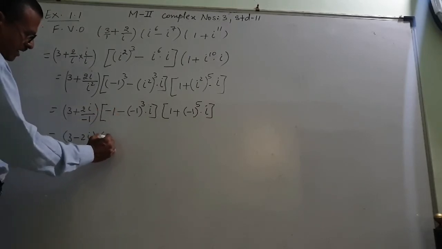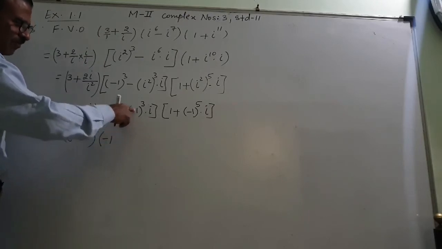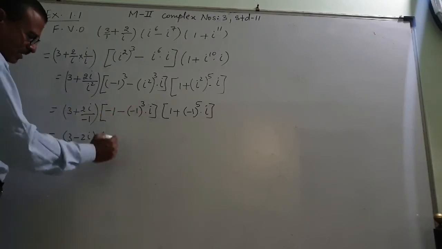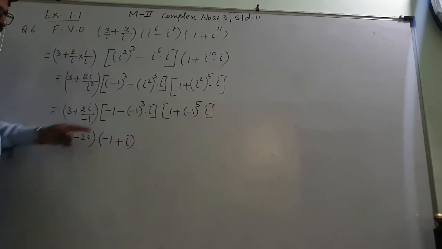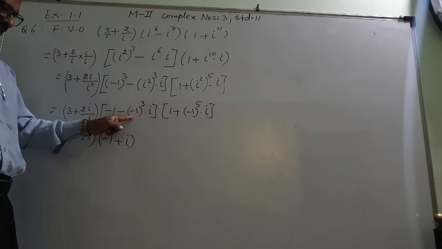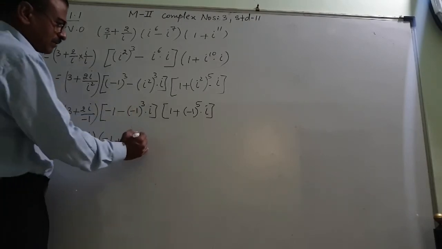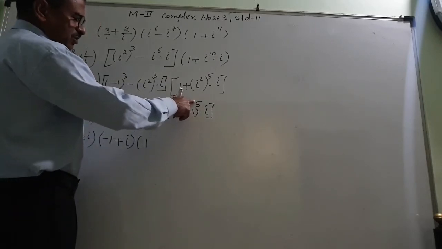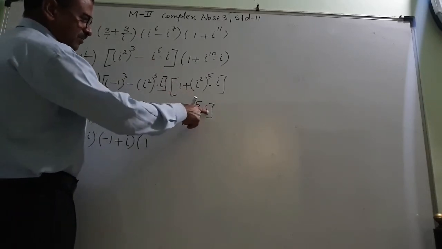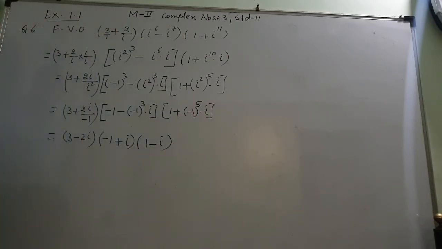This is minus 1. This minus 1. And this minus 1 cube is minus 1. This will become plus. And this is i. Hope that you have understood. Minus 1 cube is minus 1. And this minus will become plus. And into i. So this is 1. This minus 1 raised to 5 is minus 1. Minus 1 into i is minus i. Hope that you have understood.